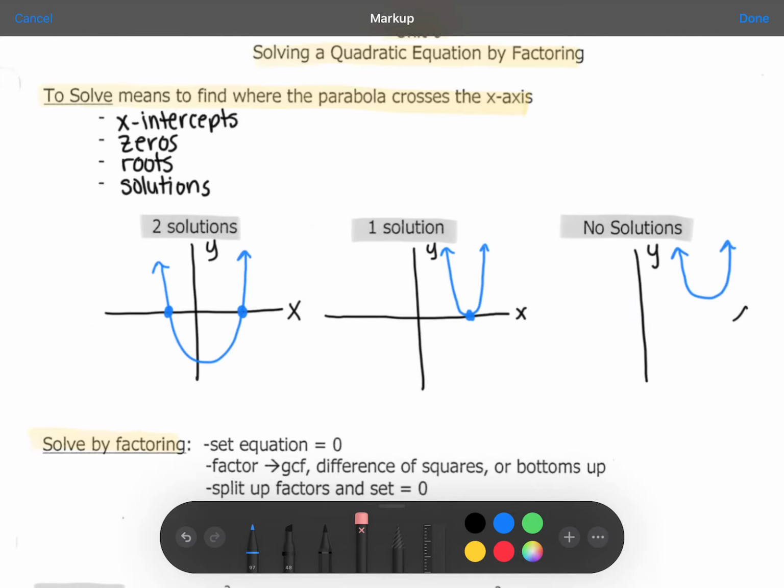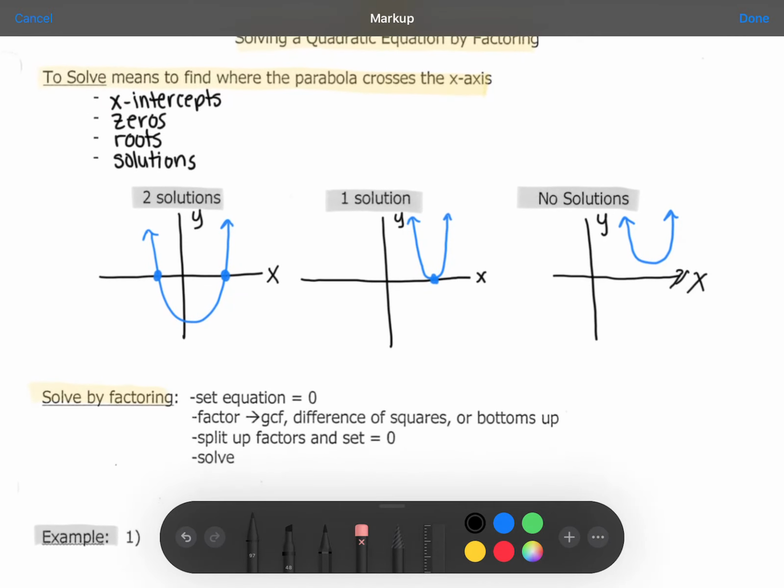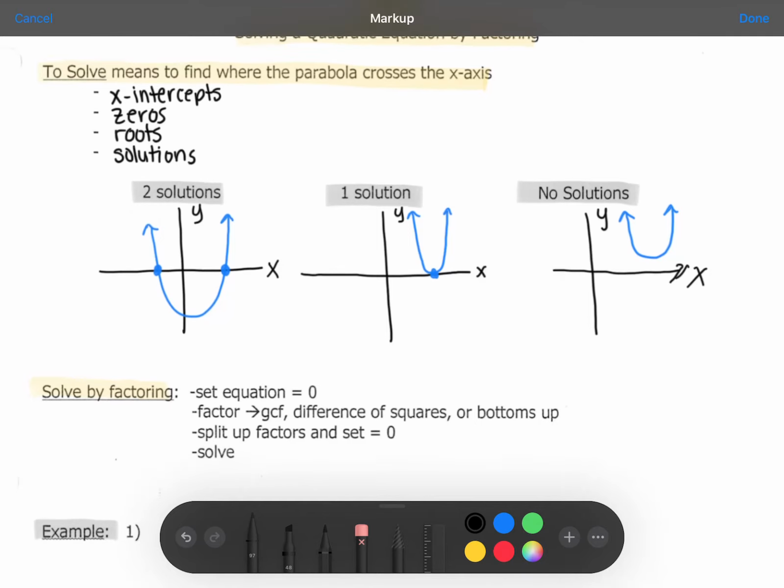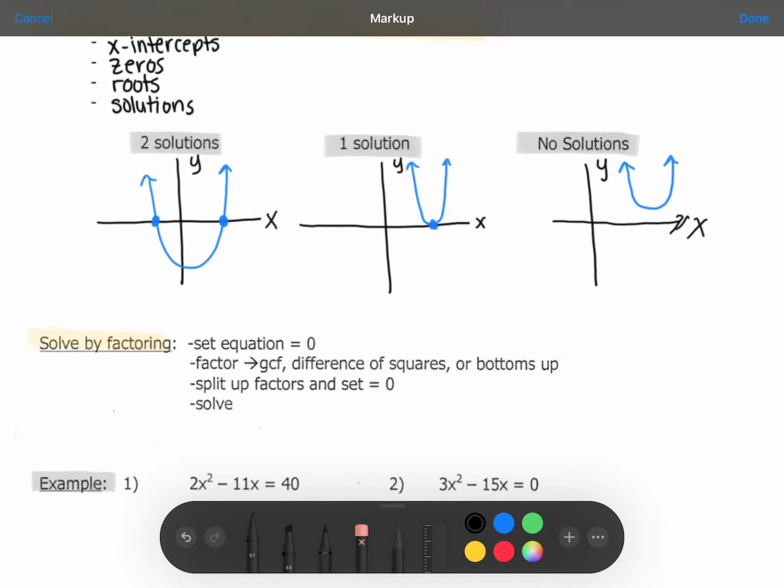Oops, I got rid of my whole line here. Okay, so those are the three types of solutions. Of course, you can't have a parabola with three answers because there's no way a parabola can cross the x-axis 3, 4, or 5 times. It's only 2, 1, or none.